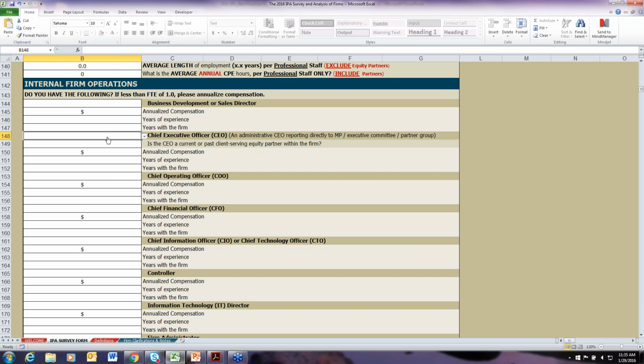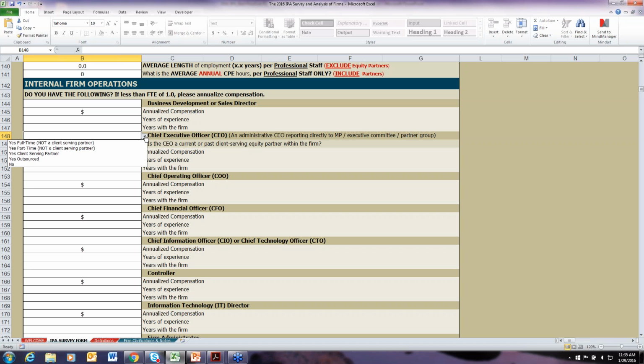On row 148, we are looking for a professional chief executive officer who is an administrative CEO reporting directly to the managing partner or to the executive committee or to a partner group. The CEO position is not the managing partner role. It's a professional administrative executive brought in to run the firm so that partners can focus on client activities.